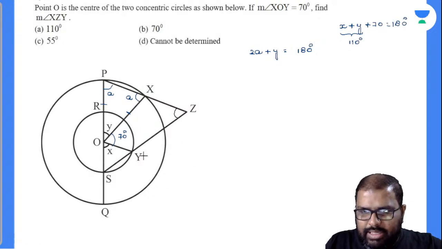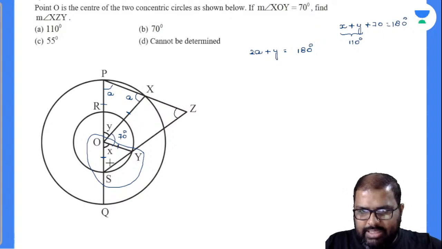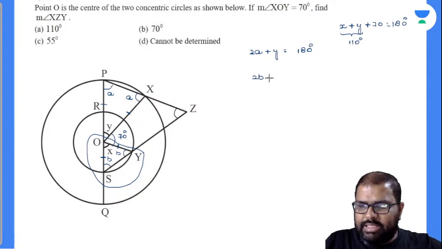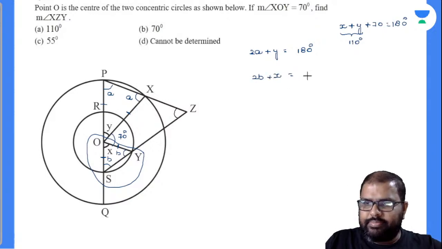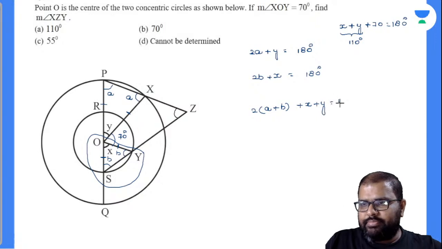And you closely observe that. Observe triangle OYS. I'm underlining this. OS is nothing but radius. OY is nothing but radius. Angles opposite to equal sides will be equal. I'll take down this angle as B and this angle as B. By this I can write 2B plus X is equal to 180 degrees. So finally, can I write this as 2 into A plus B plus X plus Y is equal to 180 degrees.